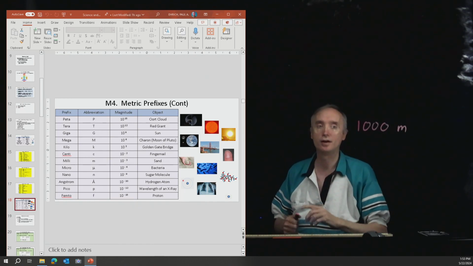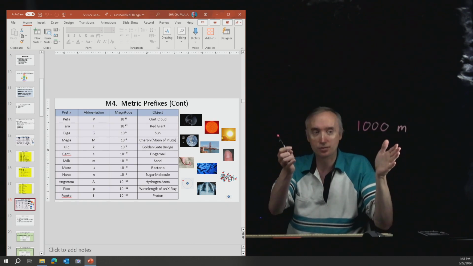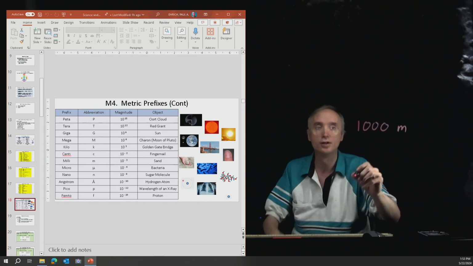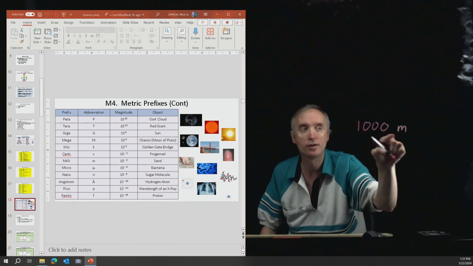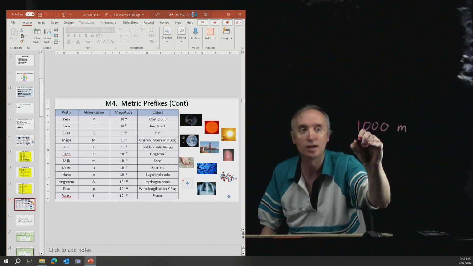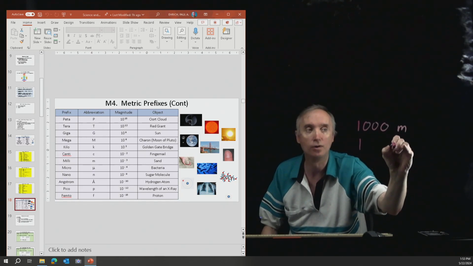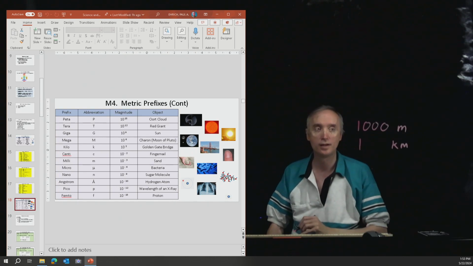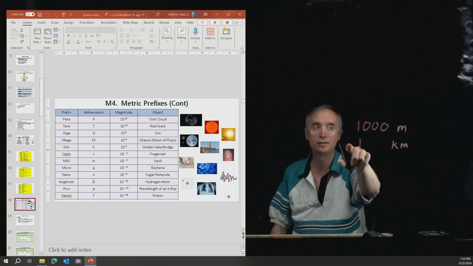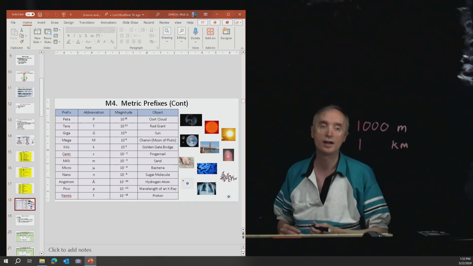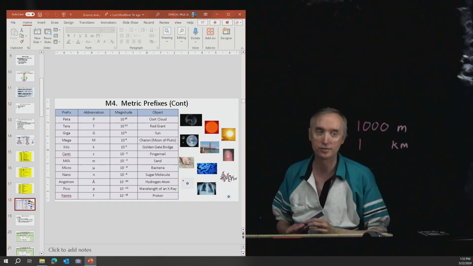So the idea of the metric prefix is it's going to shorten that down so that instead of saying 1,000 meters, we'll be able to say 1 kilometer. And so now this is a shorter thing that you would have to put into your formulas.